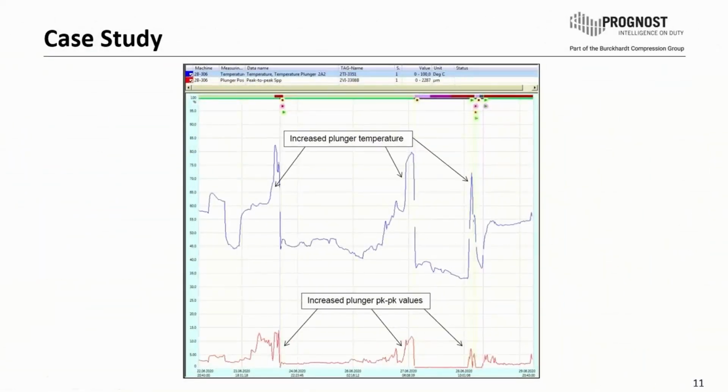Let's have a look at a real case study, so a real case. We see here in our trend values the plunger peak-to-peak values in red, and in blue the plunger temperature. We will focus on only one of these peaks. Here you see the machine was stopped and started directly. Also important, no parts were changed between these stops and starts.